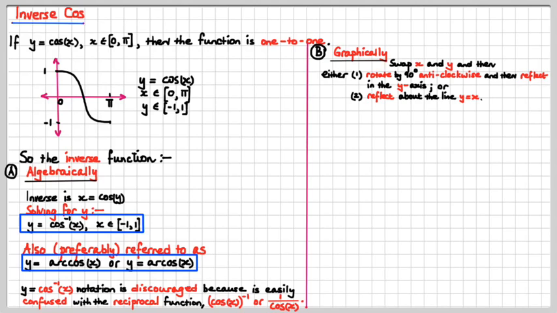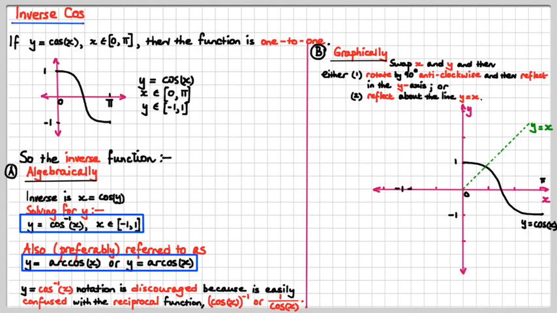So graphically, now we're going to swap x and y, and yes, you either rotate 90 degrees anti-clockwise and then reflect in the y-axis, or you reflect about the line y equals x. Now in this case I'm going to do the latter to show you that approach. There's our original function, so what we've got to do is do a line y equals x, and then we've got to do the reflection about that.